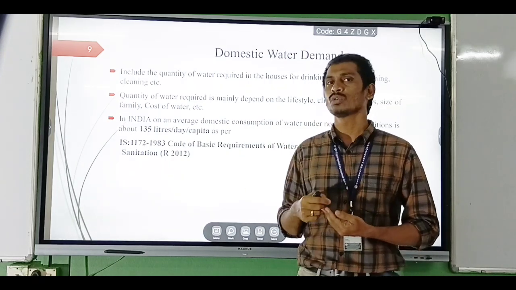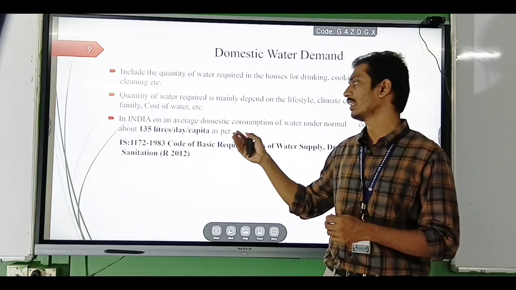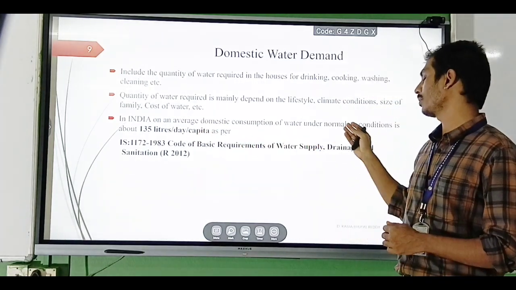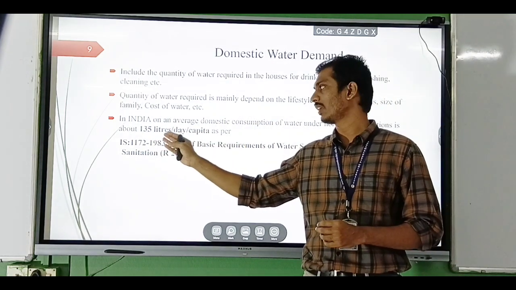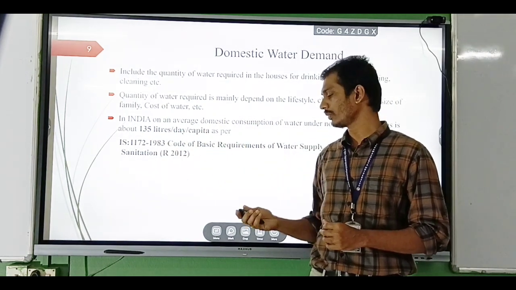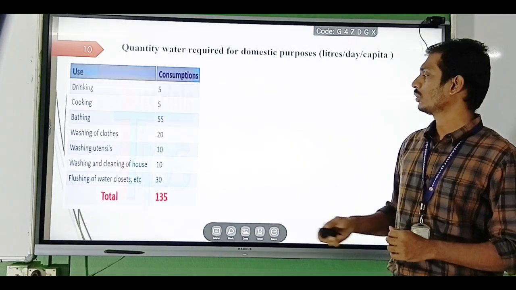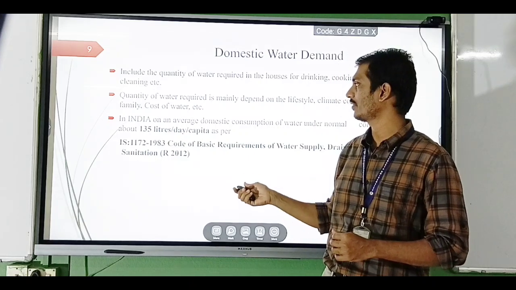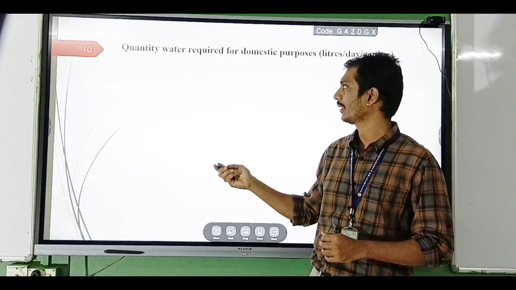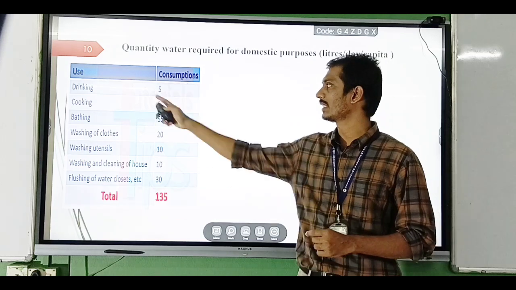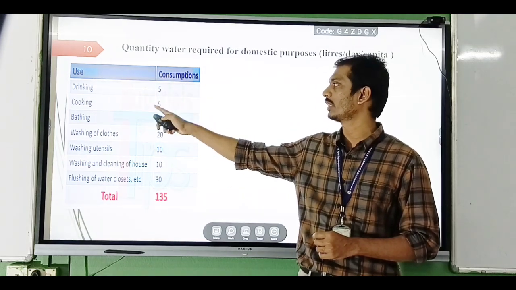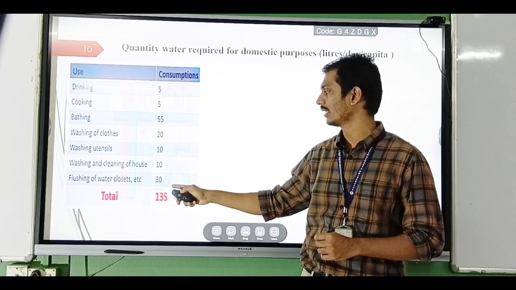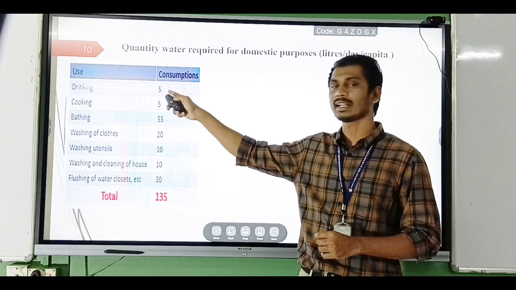So as per the standard of IS 1172-1983, the Indian code, the average domestic consumption of water under normal conditions is about 135 liters per day per capita. This 135 liters is classified into these categories. One is drinking. For drinking we will use 5 liters, cooking 5 liters, bathing 55 liters, washing clothes 20. All these things come to nearly 135 liters. This is under normal conditions.